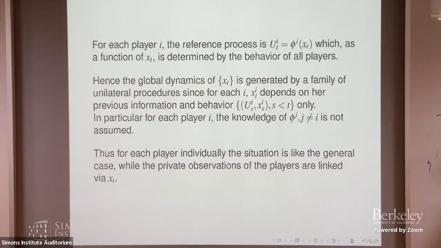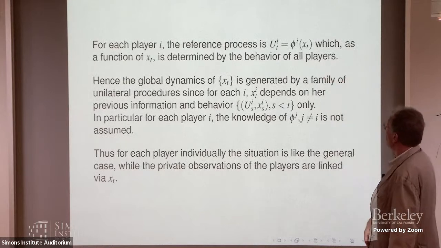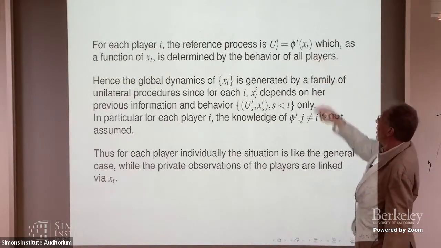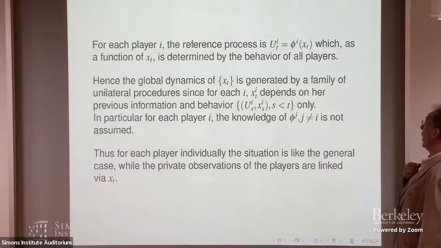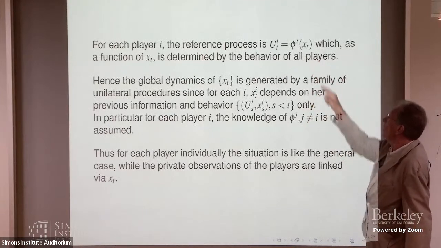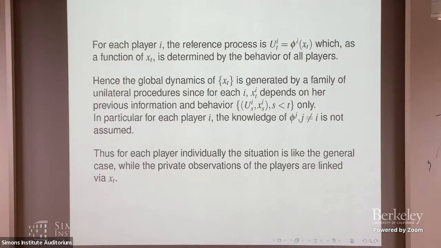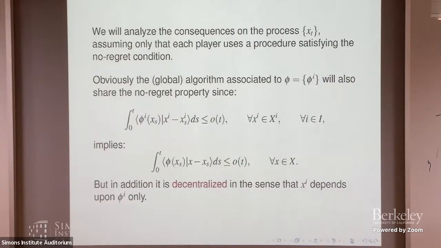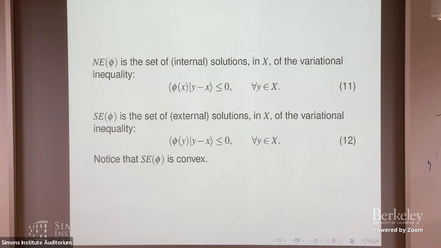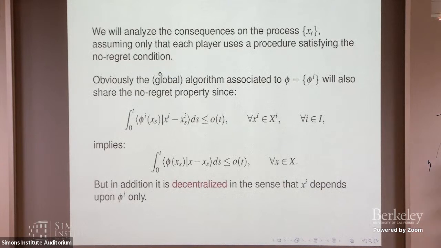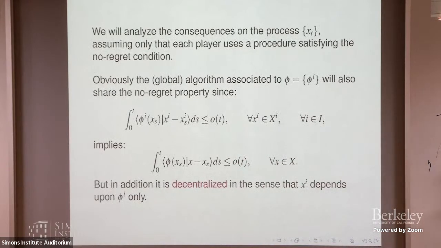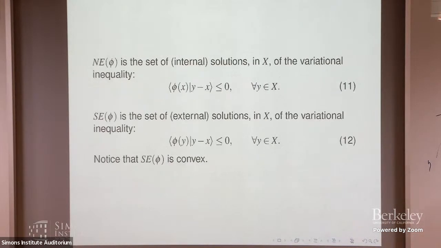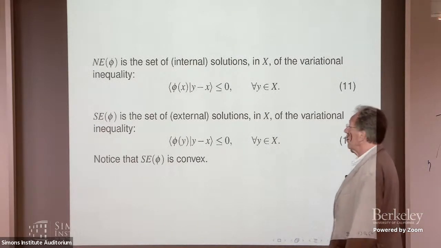So for each player, the reference process is phi i of xt, which depends on the behavior of all players, but the trajectory of player i is not a function of the phi j of the other players. It's not a function of the evaluation of the other players. So this is clear that for each player you have the no-regret condition, then obviously for the general process you have the same condition also. Now, the connection with variational inequalities.